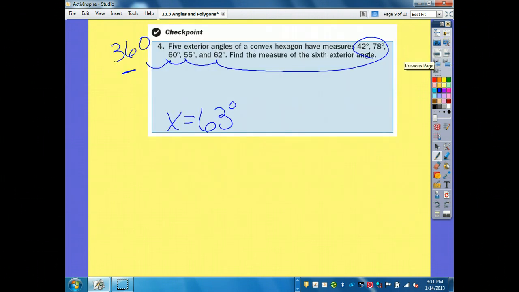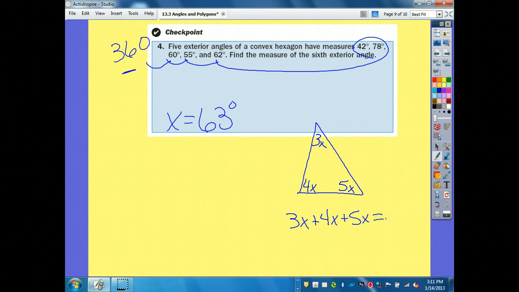Now, before I show you that, there's a couple at the end of your homework. What if I have a triangle, and this one is 3x, this one is 4x, and say this one is 5x. How can I find out what the angles are? Add them all together. Correct. I would add them all together, so I would take 3x plus 4x plus 5x, and what does that equal if I add them all together?